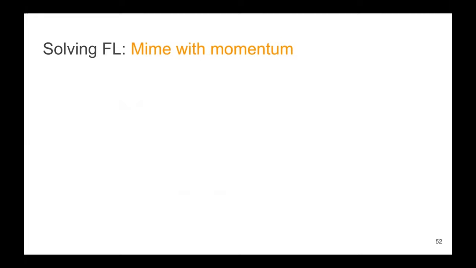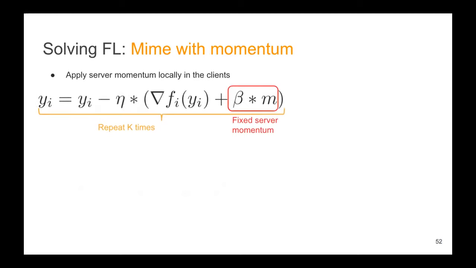So the algorithm that we came up with in this kind of setting is called MIME, and I'll explain why it is called MIME in a couple of slides. So this is the MIME algorithm with SGD with momentum. It works as follows. Here's a tweak to the Fed averaging with momentum. Each client is going to update as usual as in Fed averaging using gradients on its local data. But in each client update, it's also going to apply a server momentum. So the server communicates not just the server parameters, but also its current momentum. So the same momentum is applied in each client step.